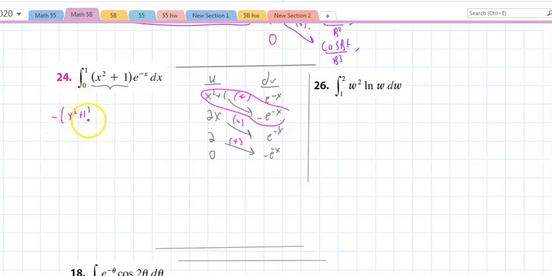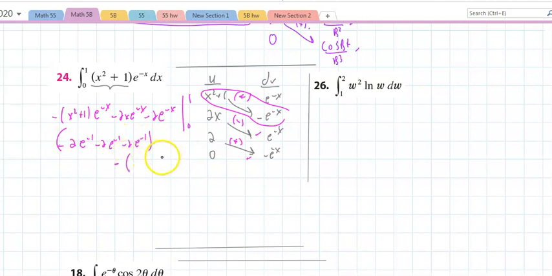The x squared plus 1 first. And here you're going to get a negative 2x e to the negative x. And here you're going to get minus 2e to the negative x. And here I'm evaluating that from 0 to 1. So it's best to take e to the negative x out of this, or just leave it in, it doesn't matter, right? So if you put a 1, that's going to be negative 2 e to the negative 1 minus 2 e to the negative 1 minus 2 e to the negative 1. Be careful with the 0, because e to the 0 is not 0, it's 1.